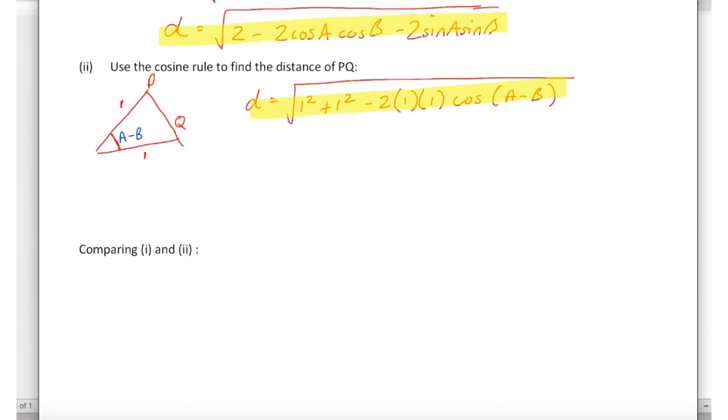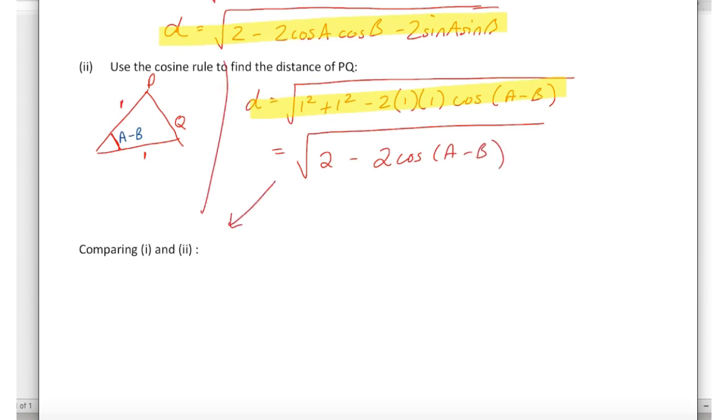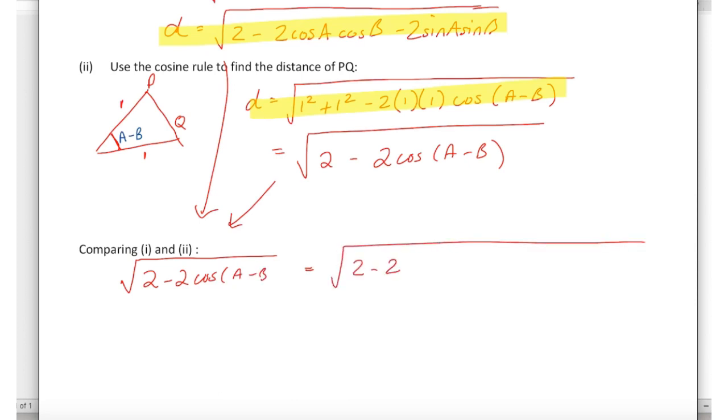So in making that comparison, we're saying that both of these are equal. Let's simplify our second one first. 1 squared plus 1 squared is 2, and 2 times 1 is 2, cos A take B. So we've got the square root of 2 take 2 cos A take B, which should be equivalent to the square root of 2 take 2 cos A cos B take 2 sin A sin B.